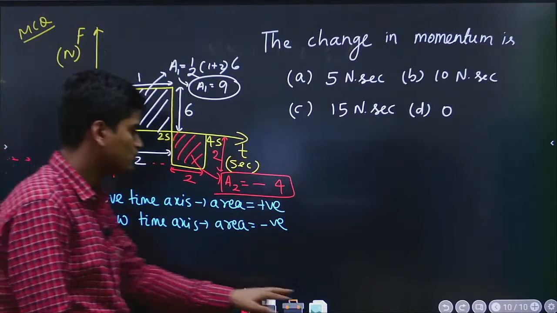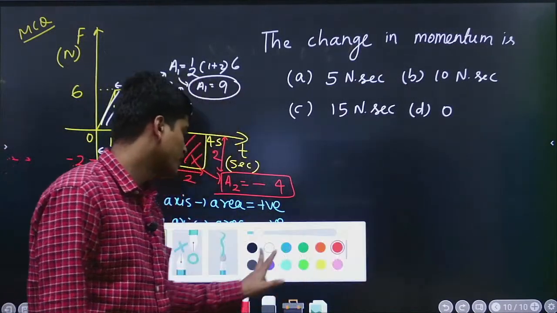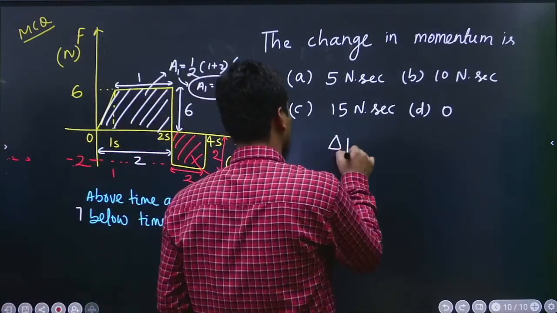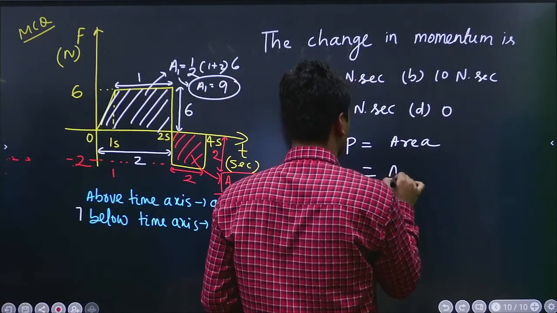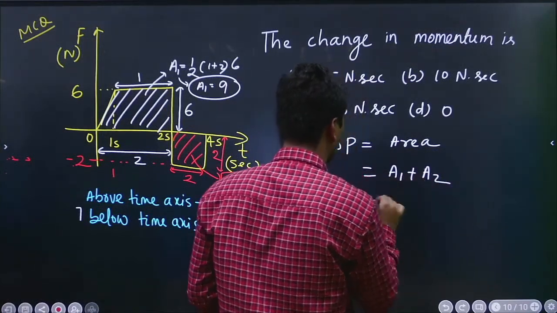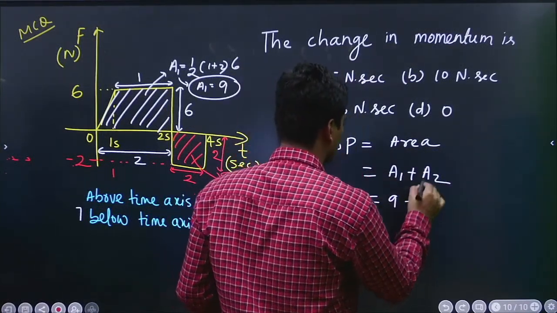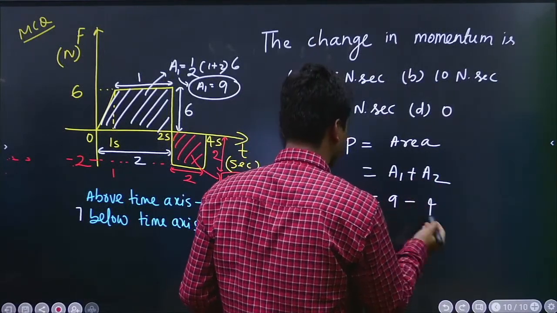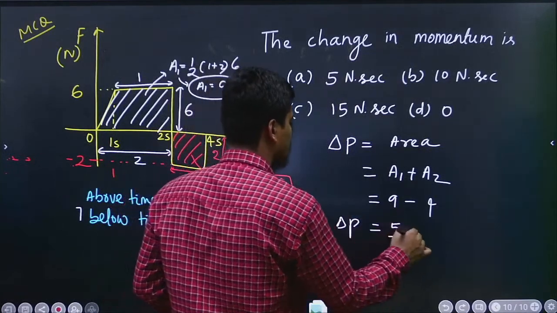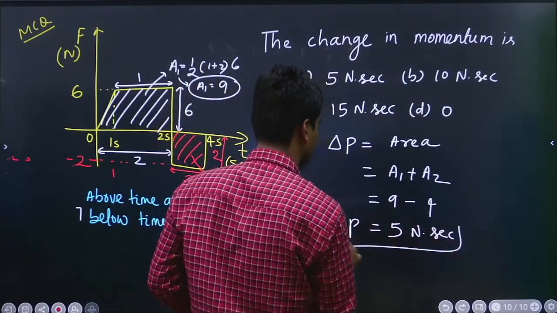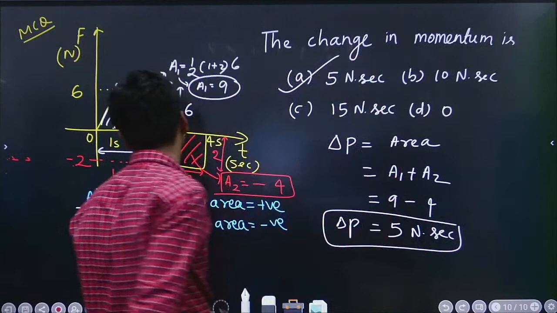Now what can we do? If you want to find the total area, that is nothing but the change in momentum. So the change in momentum is basically the total area, which is A1 plus A2. A1 you got 9 and A2 is -4. So how much is it coming? 5. So the change in momentum is 5 Newton into second.